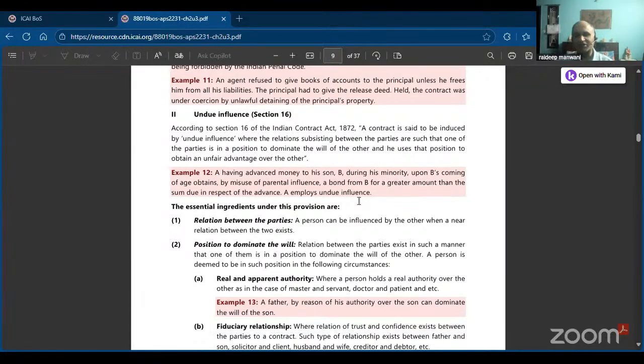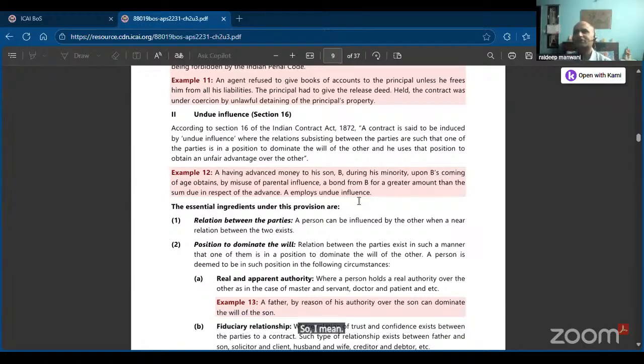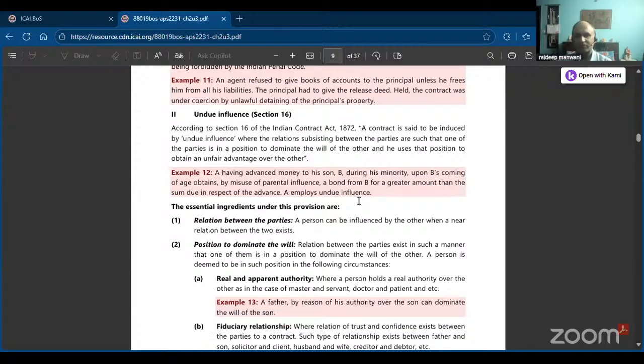Okay, the case is Rani Annapurni Devi versus Swaminathan. What happened in this case of Rani Annapurni Devi versus Swaminathan? Well, Swaminathan was the only money lender in his village. So anybody who had any monetary requirements, they had to go to whom?